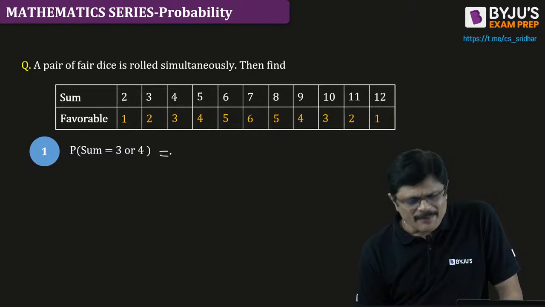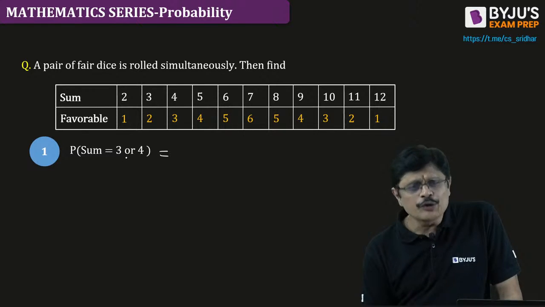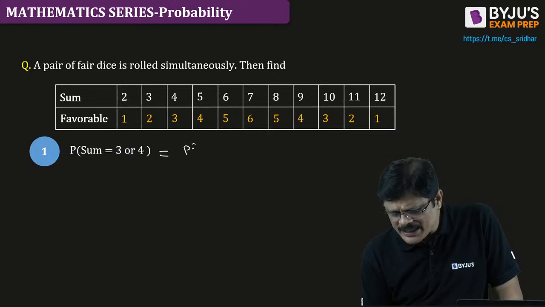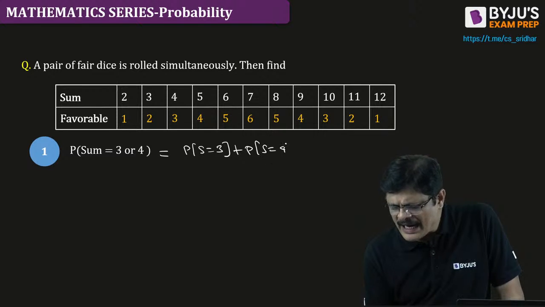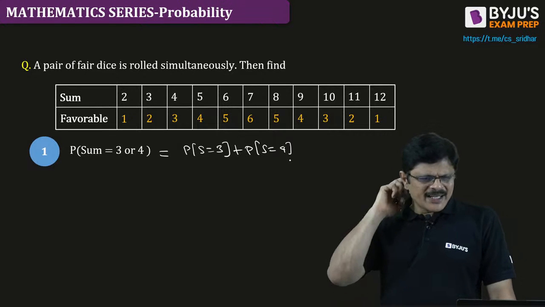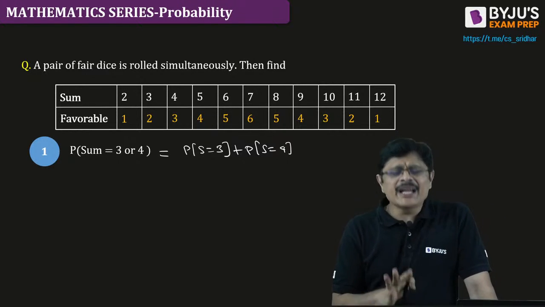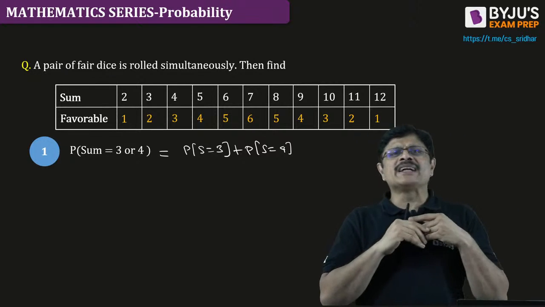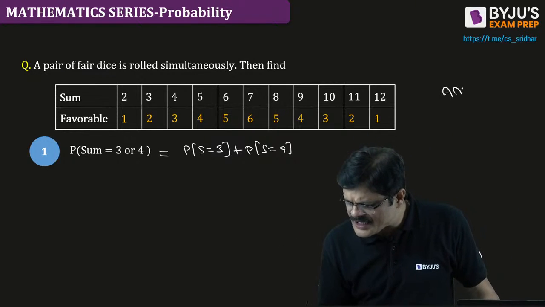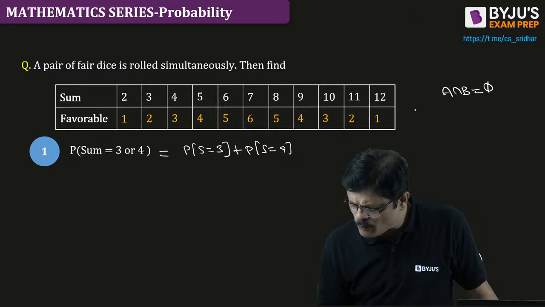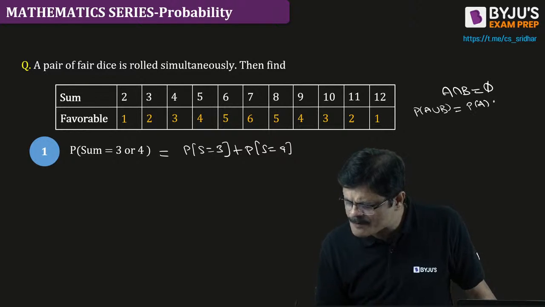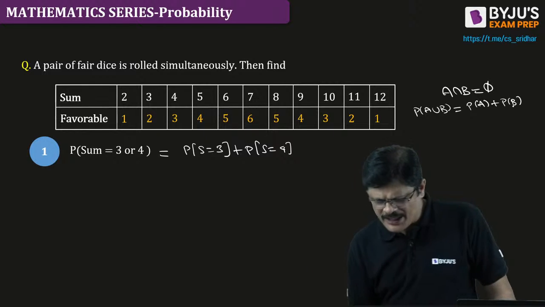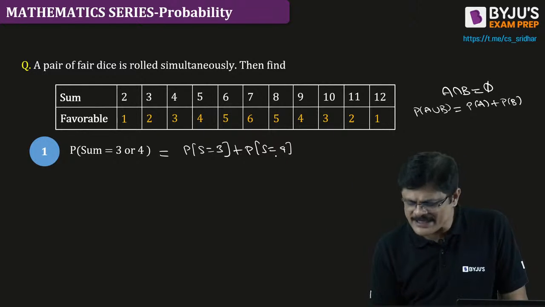What is the probability that the sum is equal to 3 or 4? See, according to the A union B formula, it is the probability that the sum is equal to 3 plus the sum is equal to 4 minus the sum is equal to 3 and 4. But here if you observe, the outcomes which give sum 3 and the outcomes which give sum 4 are completely different. So here we say that A intersection B is empty. Then what happens to probability of A union B? It is simply probability of A plus probability of B.